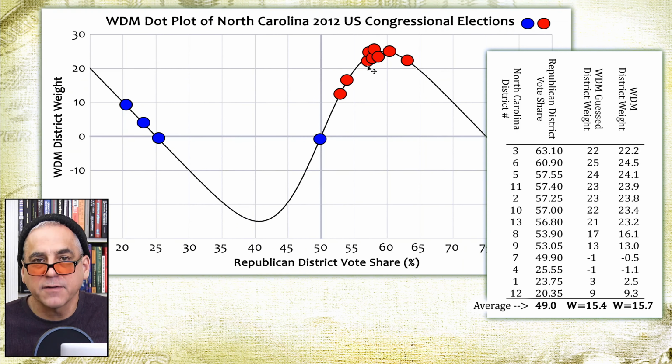Moving the bunch districts at 60%, kind of close to 50, over to 50%, and then moving the pack districts way in will create a much more balanced plan. And that's what fair redistrictors aim for. A fair plan with the average of the weights close to 0.